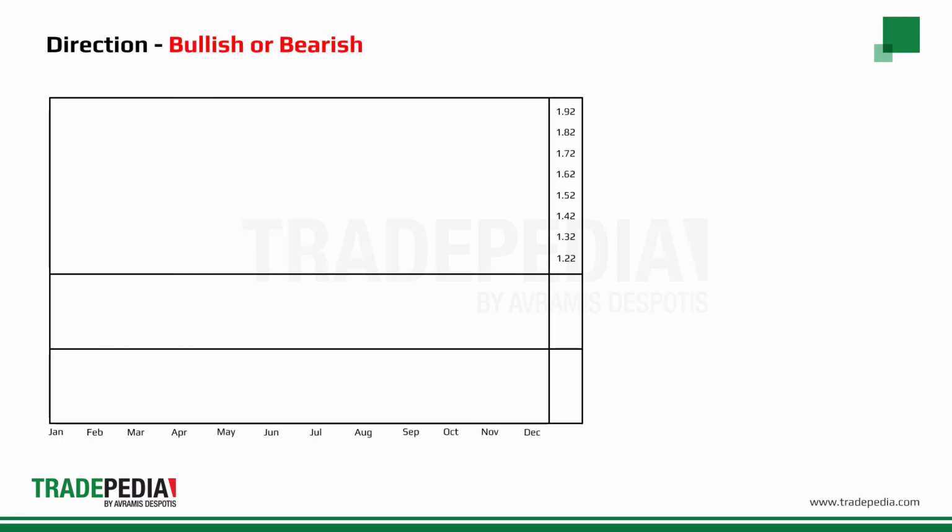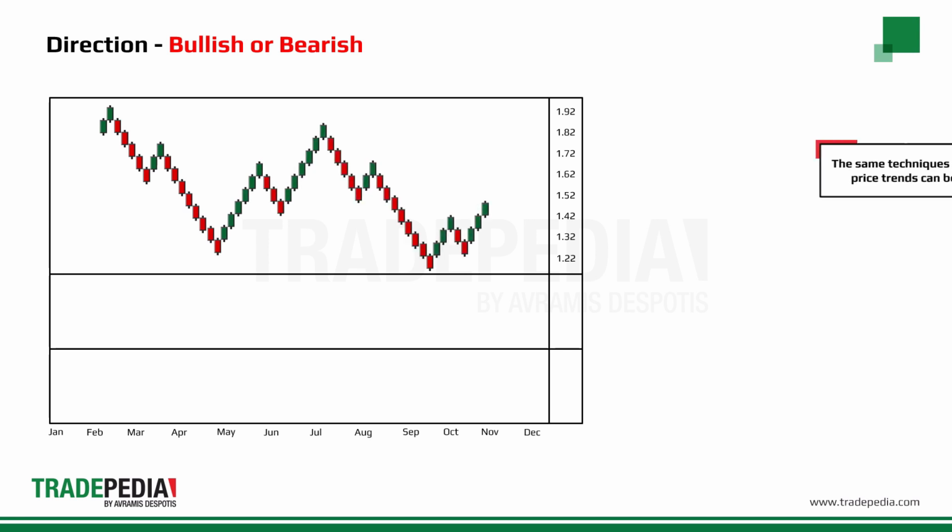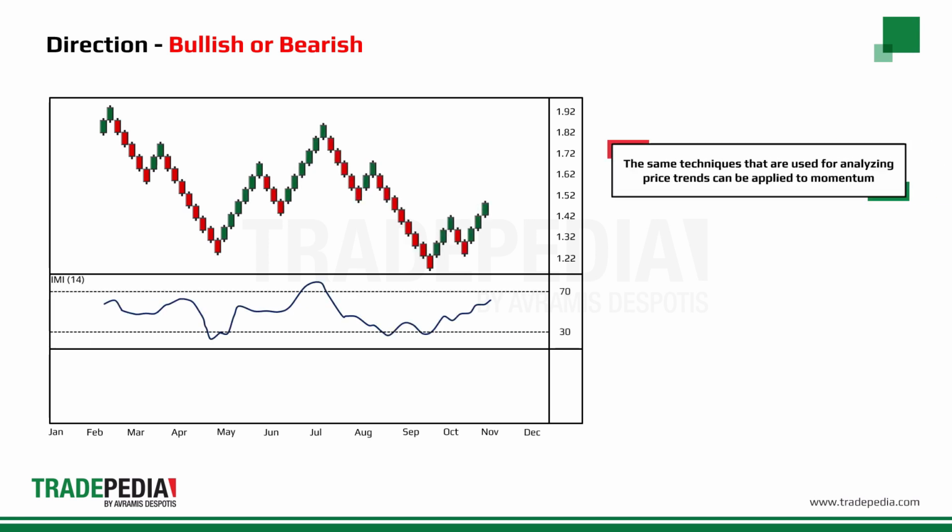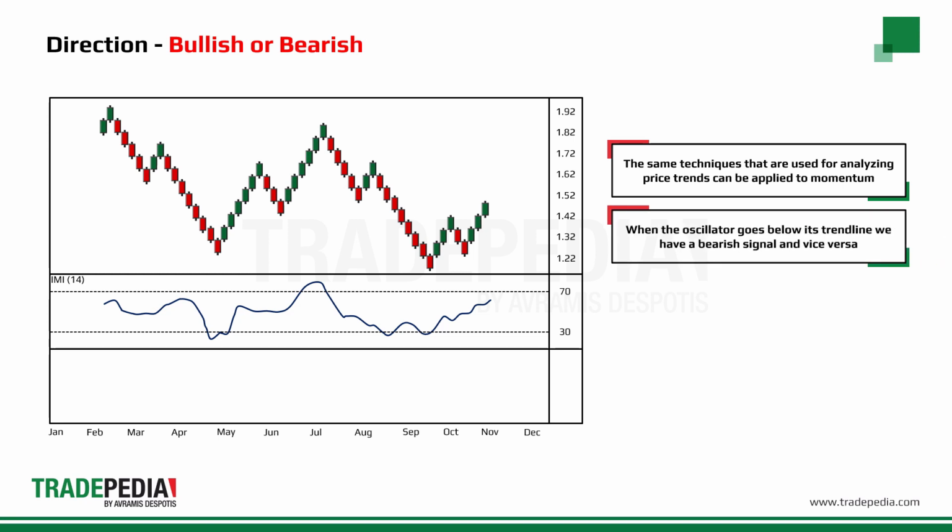Like prices, momentum moves in trends. That is why the same techniques that are used for analyzing price trends can be applied to momentum. When the oscillator goes below its uptrend line, we have a bearish signal, and when the oscillator goes above its downtrend line, we have a bullish signal.